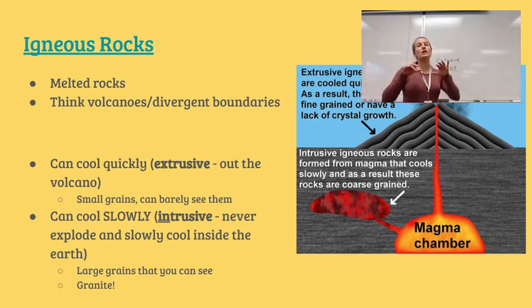So if it was liquid at one point, but it doesn't explode and it actually cools inside the earth, it's going to cool really slowly because the whole earth is insulating it, and we call it an intrusive rock. Intrusive because it's in the earth. Okay, so that is igneous rock. All right, moving on to metamorphic.